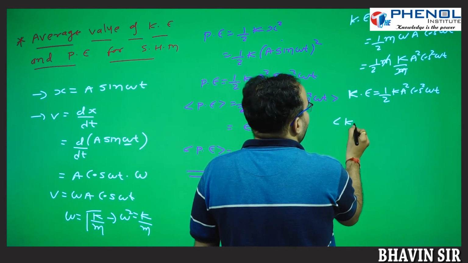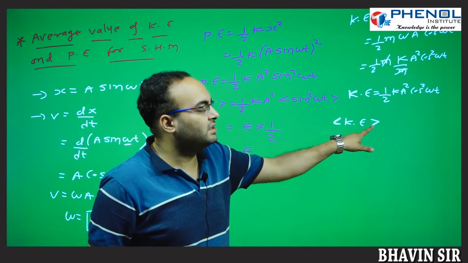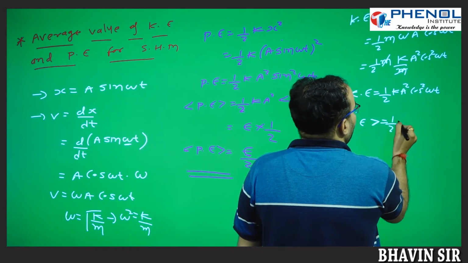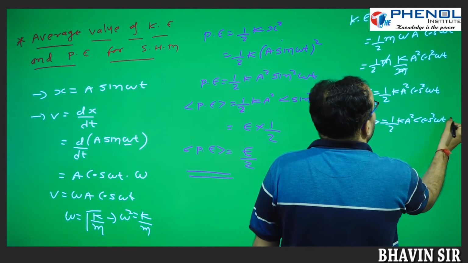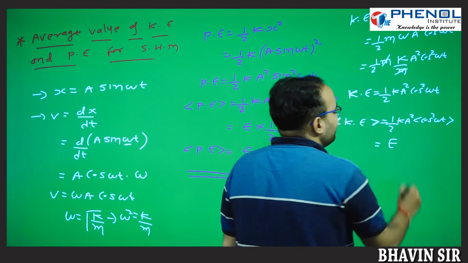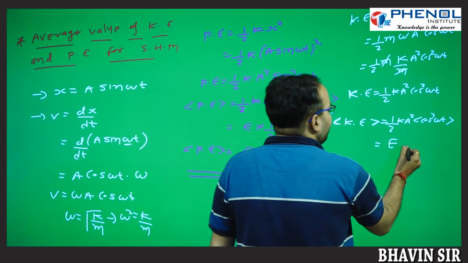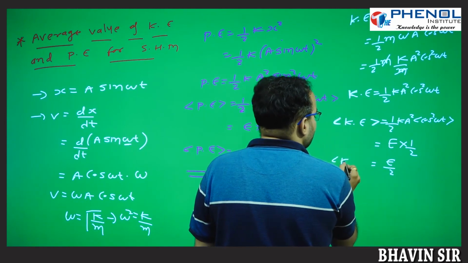Now take the average. This bracket is the symbol of average. This is known as average kinetic energy. So half k a square cos square omega t. Half k a square is known as E. And what is the average value of cos square? Again 1 by 2. So same answer, students.